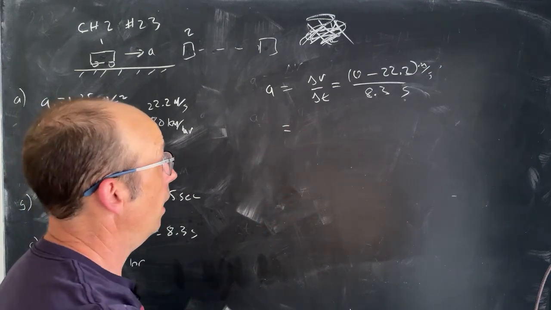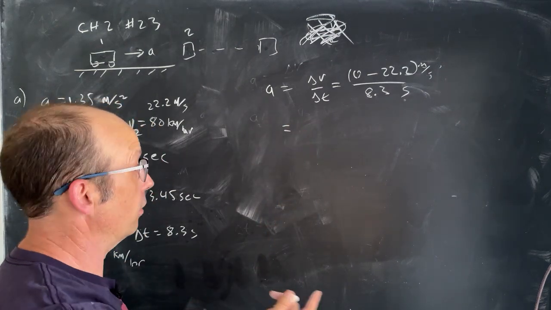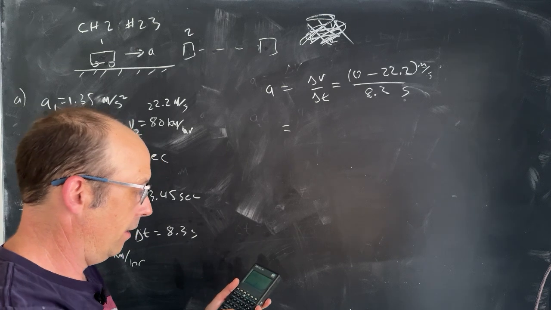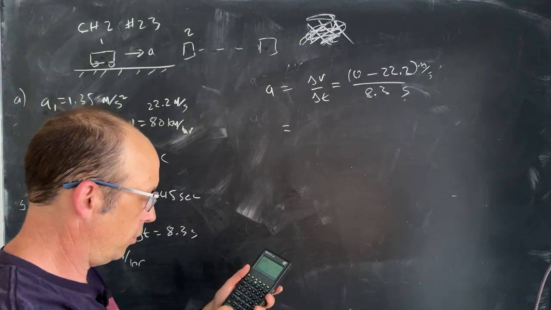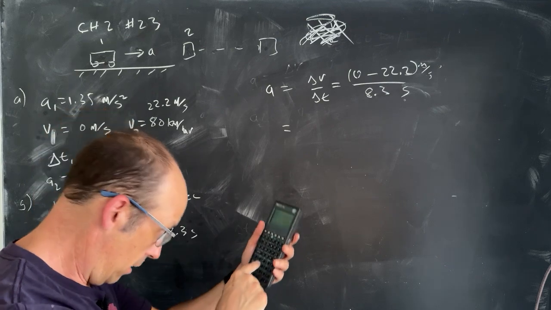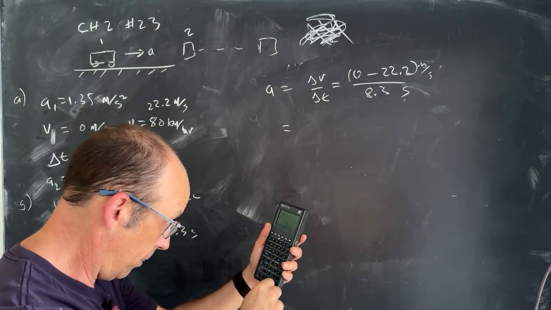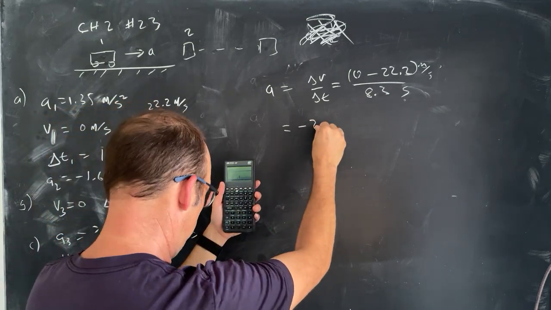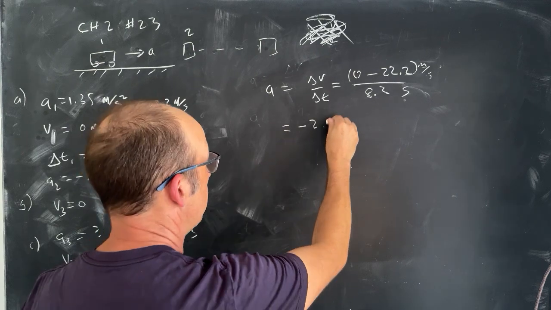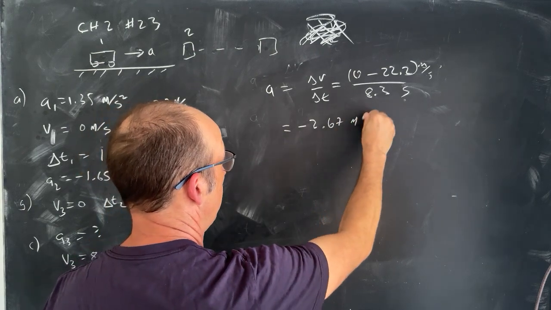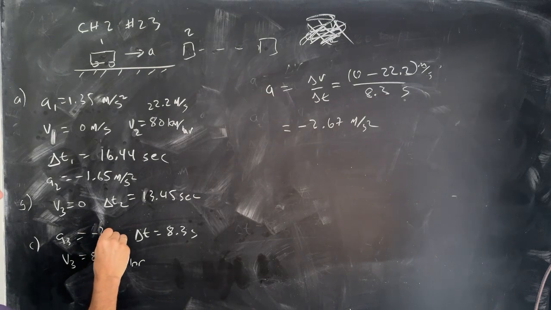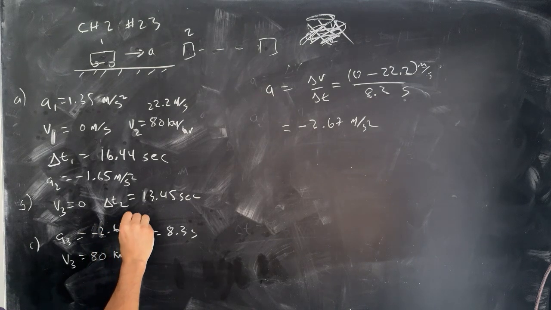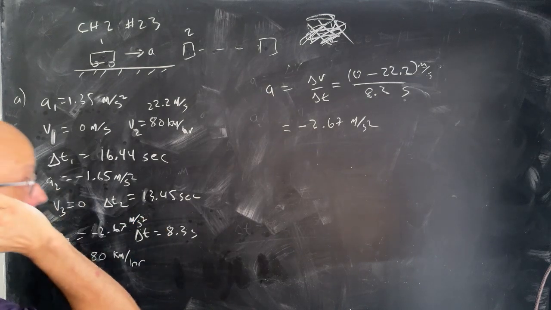It's not too bad. It will be a negative acceleration according to my rules, but I think they don't want that. So I'm going to say 22.2, enter, 8.3 divided by, and I get negative 2.67 meters per second squared. Let's put it right here. Negative 2.67 meters per second squared.